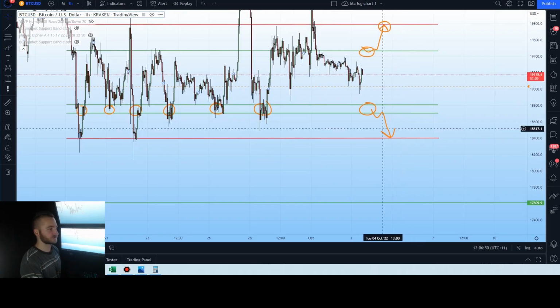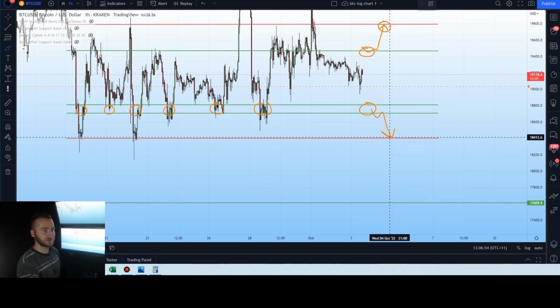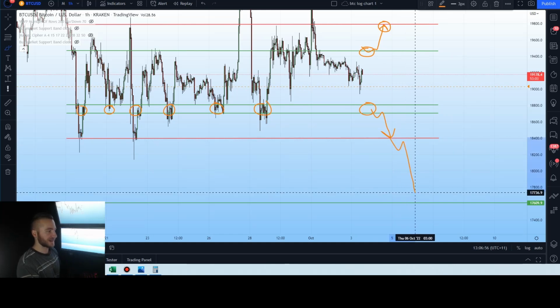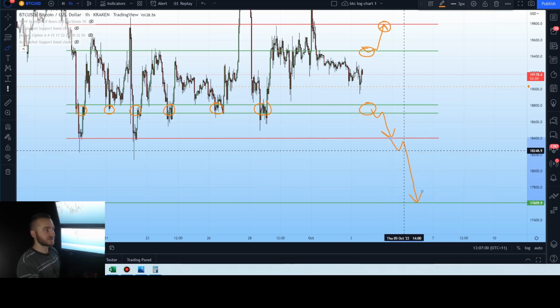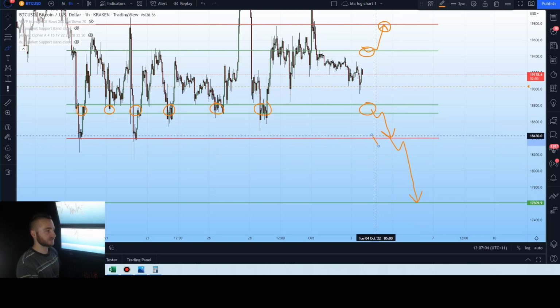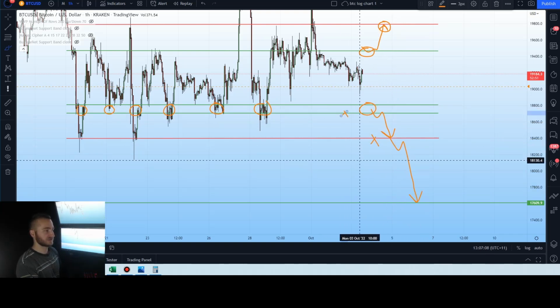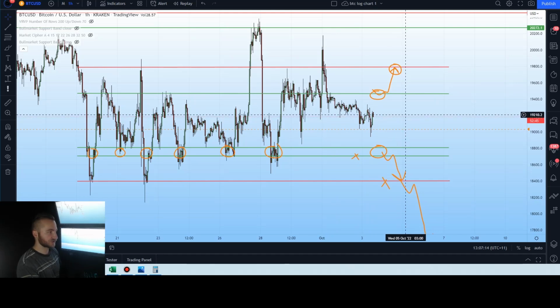Now, this is where it gets interesting. If we lose 18,400, we have an incredibly high chance of sweeping back down to previous lows at 17,600. A very high chance of that occurring, okay? So we're looking for a break of that level before we enter massive shorts. We're looking for a break below 18,700 before we enter shorts in general. Until then, we are still looking for longs because of the current market structure.